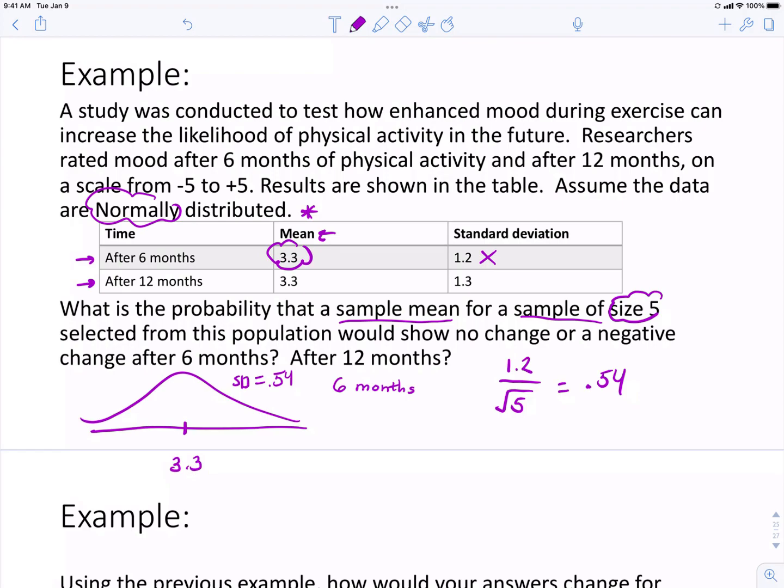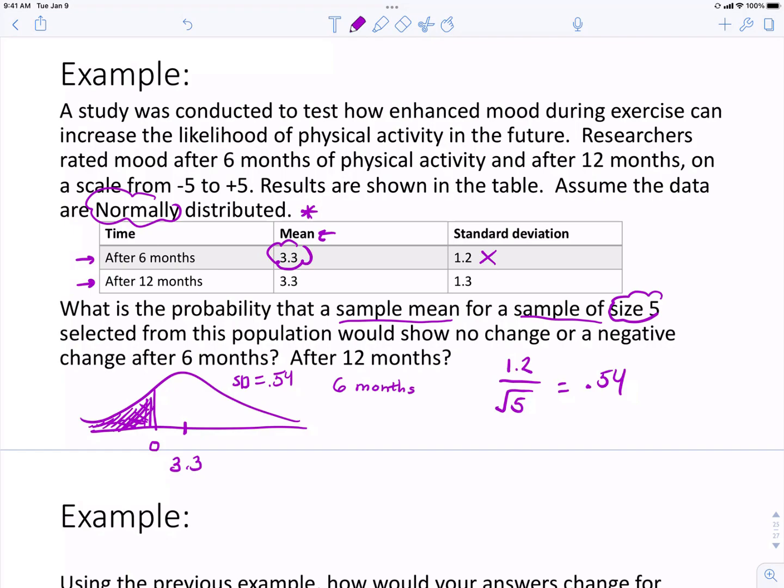And we want the probability that the sample mean is going to be 0 or less, no change or negative. So 0 would be over here. So we're looking for this area. And how would we find that area? We would go to an online statistical calculator and do that calculation. So to save time so that we don't have to switch to the online calculator and all of that, let me just do that for us.